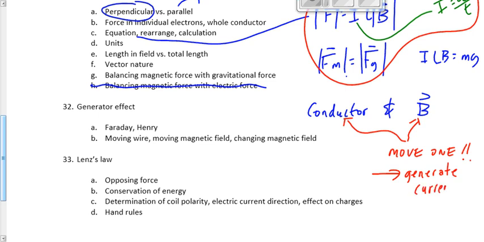So if I've got a set of magnets and I've got a wire and I'm moving the wire perpendicular, again, it's all perpendicular, right? I move the wire perpendicular to the field, that's going to generate a current. If I move the magnets and keep the wire stationary, it's going to generate a current. I got a wire, I got magnets, I move one of them, I generate a current.